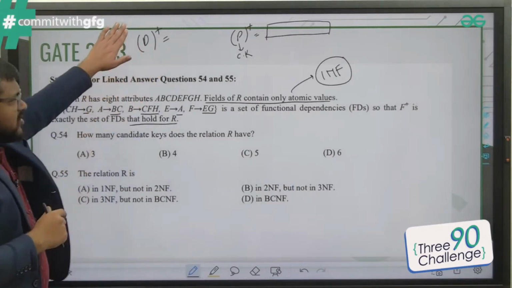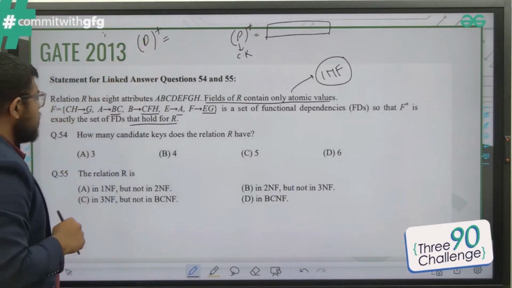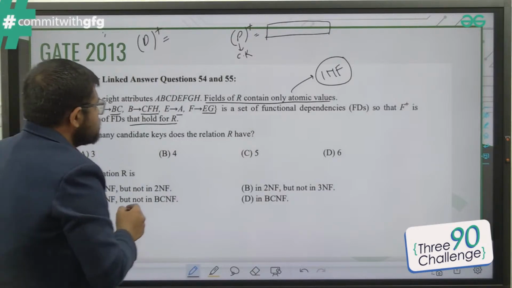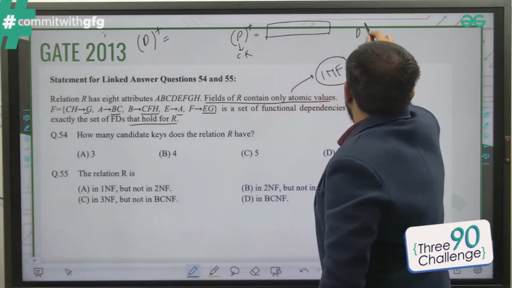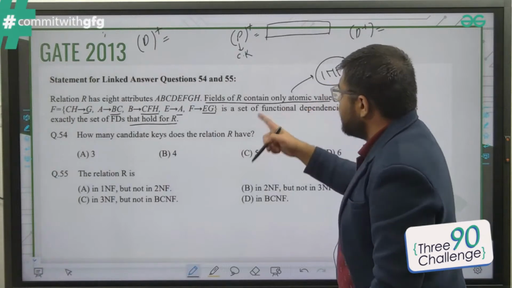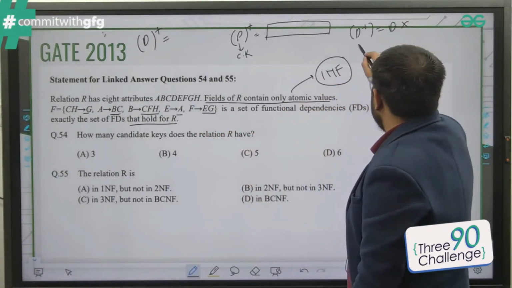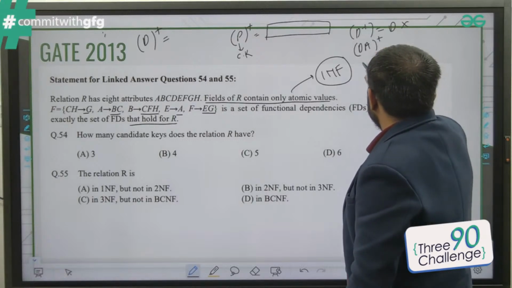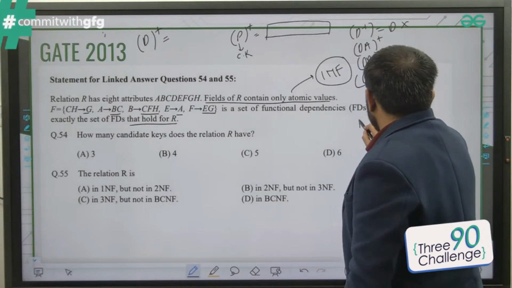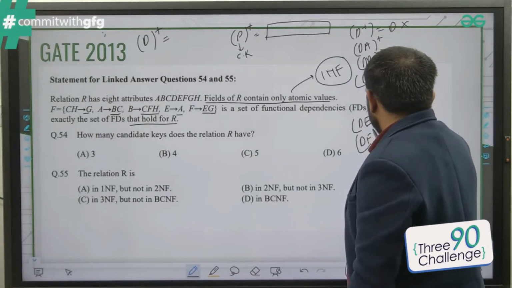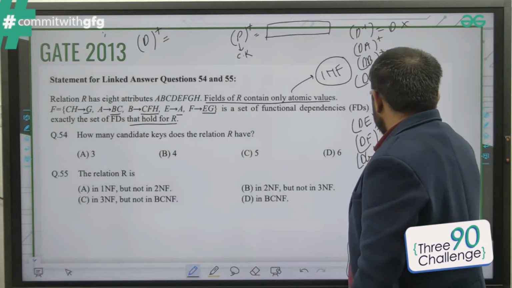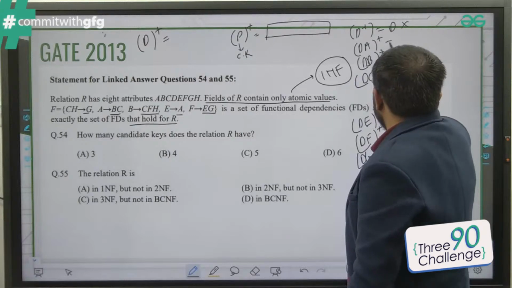So I'll start with D and different combinations of D. Okay, so I'll say D plus. Let me solve it here. So D plus will give me what? Until I find all the attributes, I'll take different combinations. So D plus will give me only D. This is not a key. Now I will say DA plus, DB plus, DC plus, DE plus, DF plus, DG plus, and DH plus. Okay, so DA plus.